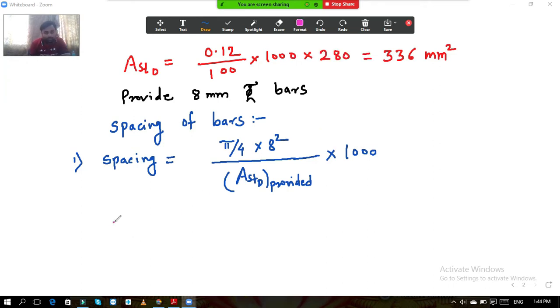So here Ast D provided, to calculate the Ast D provided, first we need to calculate the number of bars. Okay, so first we will calculate number of bars. The number of bars is equal to total area, that is 336, divided by area of single bar. Area of single bar. So let me know the answer.